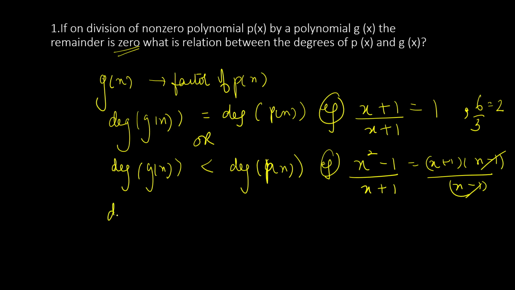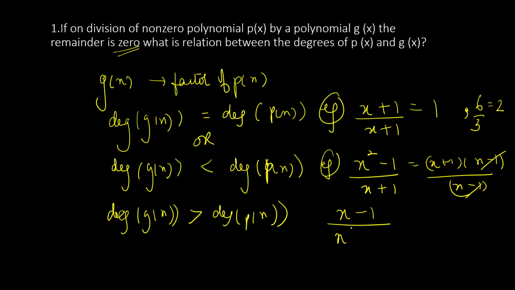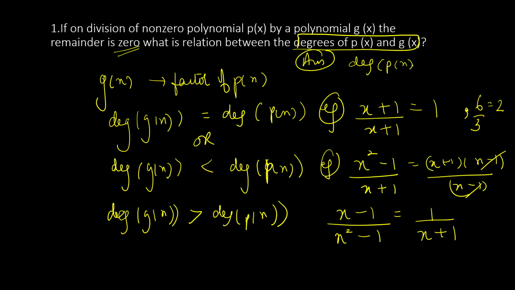But let's say degree of g of x was greater than the degree of p of x. In this case, if you are dividing, let's say, x minus 1 by x square minus 1, you are going to get over here, while simplifying, 1 by x plus 1. It is not perfectly divisible. The remainder hence will not be 0. Therefore, the answer for this question would be degree of p of x must be greater than or equal to degree of g of x.